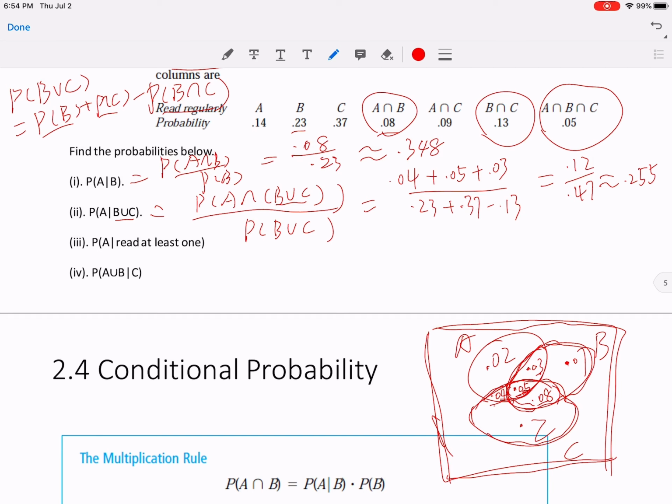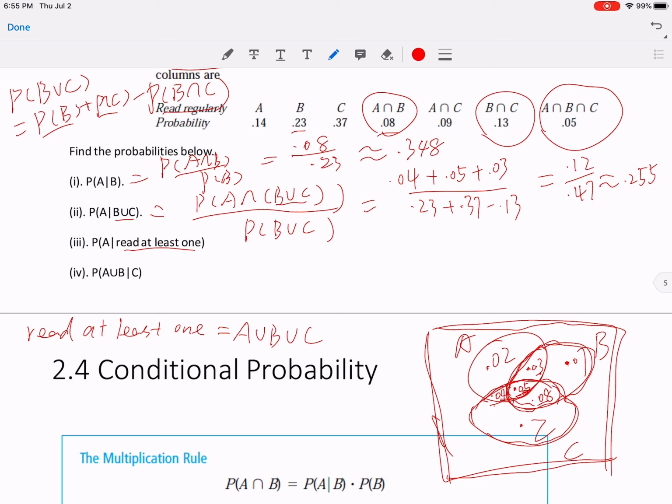Part 3 is asking: what is the probability of A given read at least 1? Read at least 1 means that it could be 1 out of those 3, it could be 2 out of those 3, and it could be all the 3. So the read at least 1 over here represents A union B union C.